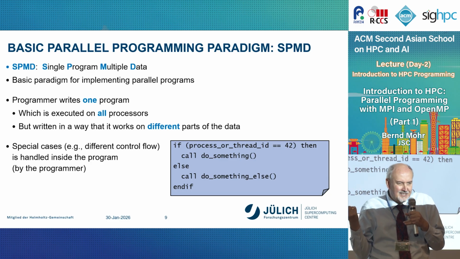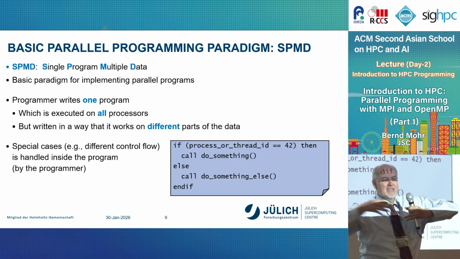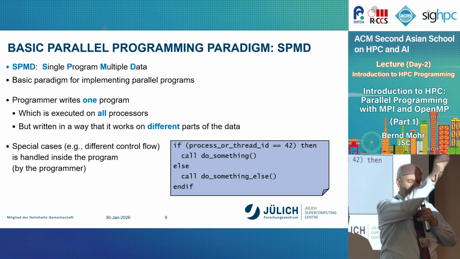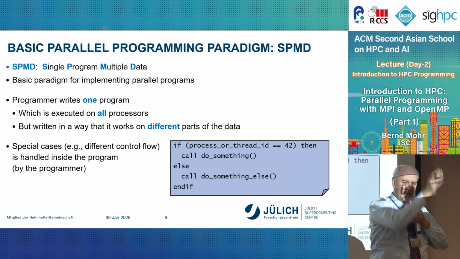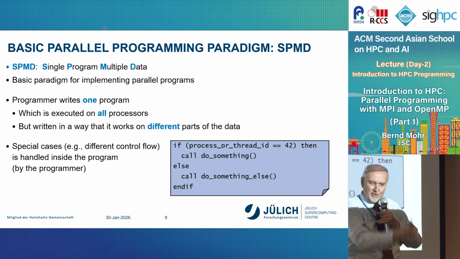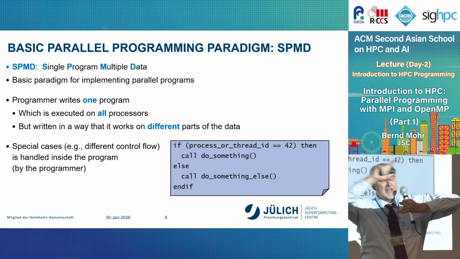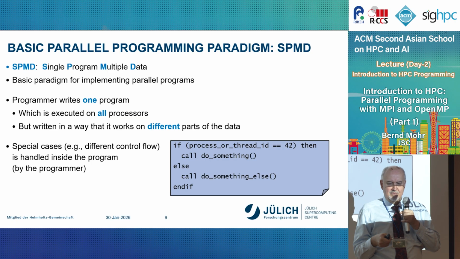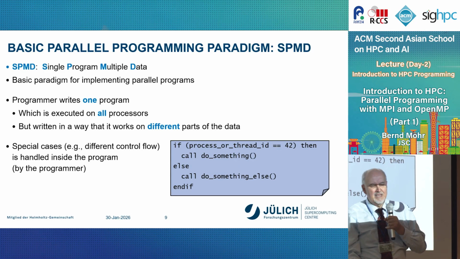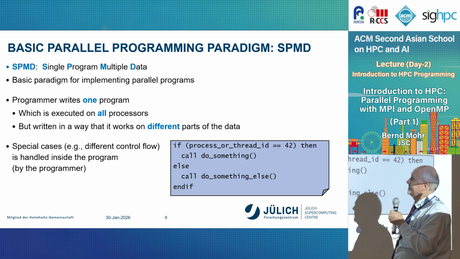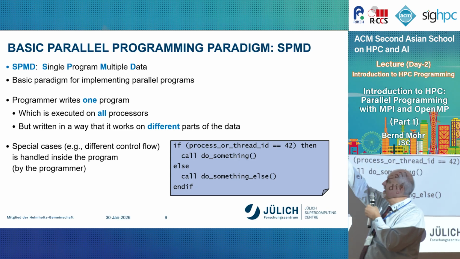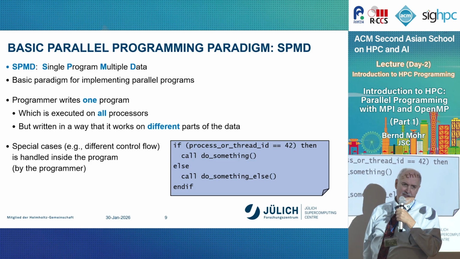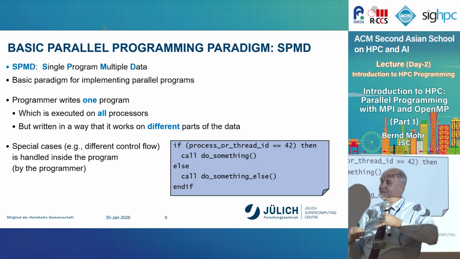This is the data distribution. So you say you have a huge matrix, and then you say, okay, the first process is doing the first row, the second process is doing the second row, and so on. Everyone has the big matrix, but in your calculation, if I sum it up, everyone is summing up a different portion of the matrix. So the programmer writes one program which is executed on all processors, but they work on different parts of the data. That's the basic concept.